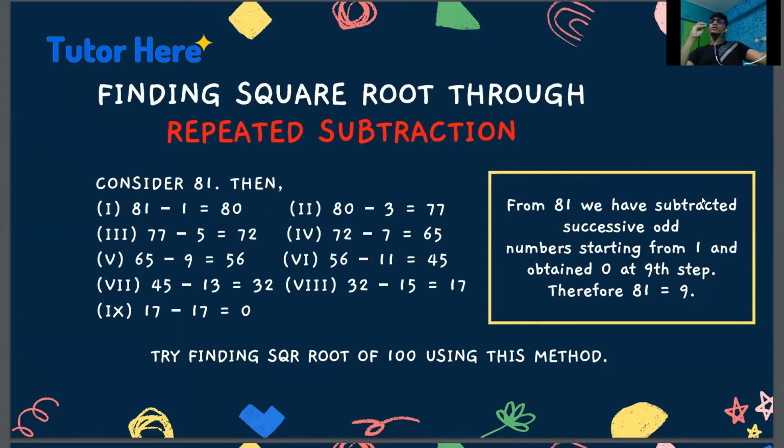Try finding out the square root of 100 using this method. We all know the square root of 100 is 10, but use this method specifically so that you are clear about repeated subtraction.